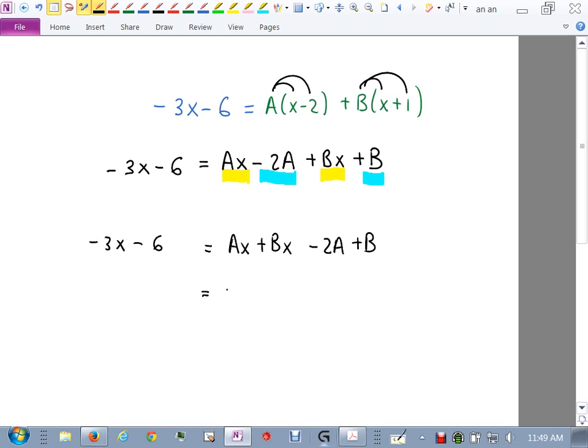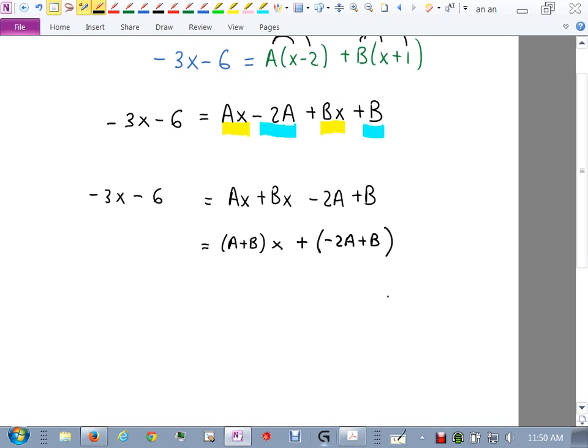Now, I'm going to do something kind of interesting here. I'm going to factor an x out of the first two, but I'm going to factor it out on the right side. It's the same thing, right? And then back here, I'm going to put plus, and then I'm going to put the other two like terms, the negative 2a plus b, back here in parentheses. And on the left side, negative 3x minus 6.